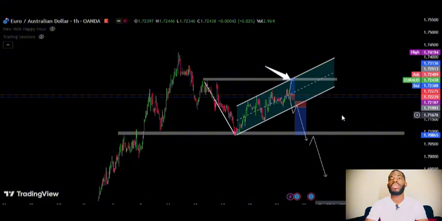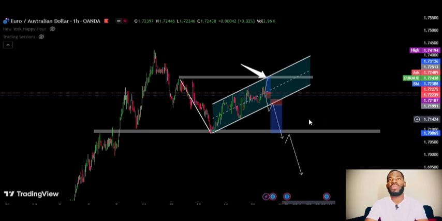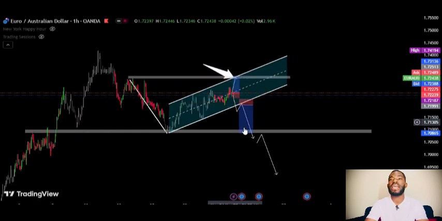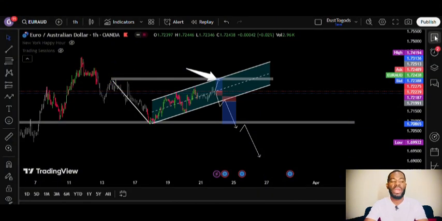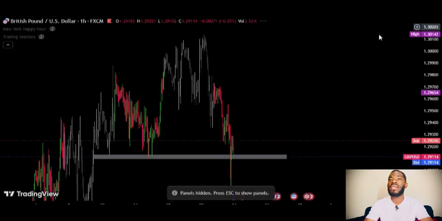Even if it breaks below here, you can consider continuing your sell position all the way down. All right. So that is a possibility with this bearish flag chart pattern, or you can call it a rising channel, whatever you want to call it. But this chart pattern is very, very effective, all right, and you can trade it in three ways, which I've already demonstrated. All right, so let's move on to the next asset.